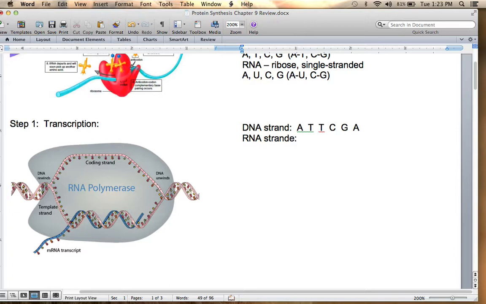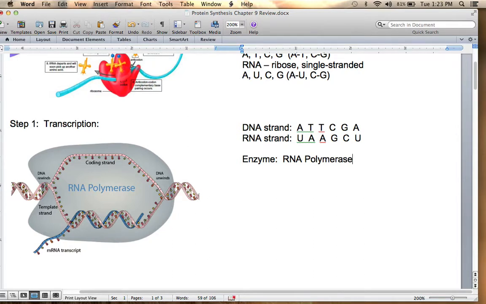So the RNA strand that we make that's complementary to this, according to RNA base pairing rules: the adenine is going to bind with uracil, the thymine would bind with adenine, the second thymine would also bind with adenine, the cytosine would bind with guanine, the guanine would bind with cytosine, and then the adenine would bind with uracil. So the original DNA strand reads ATTCGA. The complementary RNA strand reads UAAGCU.